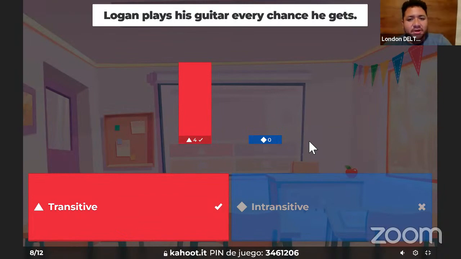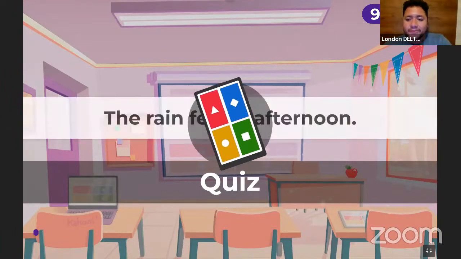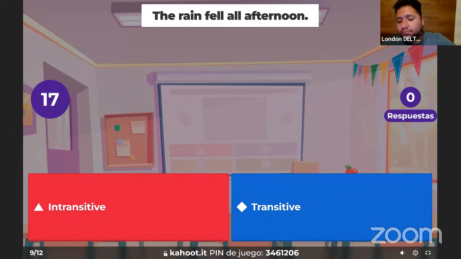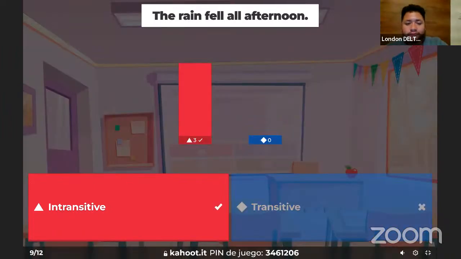Okay, Logan plays his guitar every chance he gets. Logan toca su guitarra cada vez que puede. Muy bien. It's a transitive verb. The train, no, perdón, the rain fell all afternoon. Very well, intransitive.